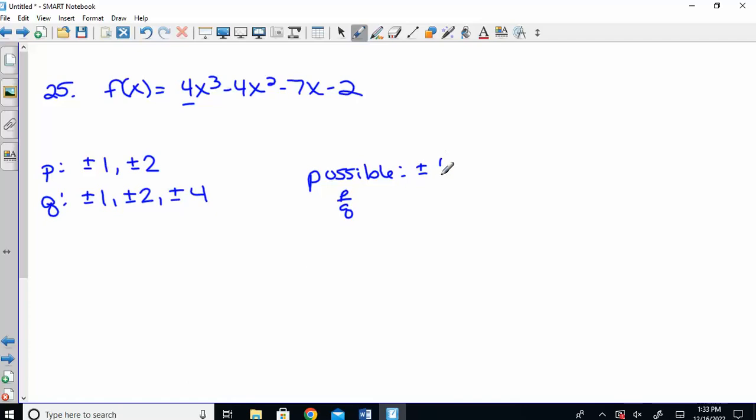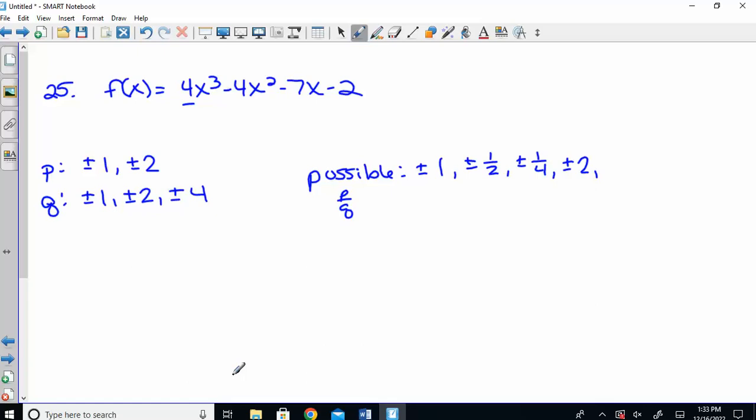Possible zeros are P over Q. Everything has to have the plus and minus, so 1 over 1, 1 over 2, 1 over 4, 2 over 1. 2 over 2 is 1, I already have it. 2 over 4 is 1/2, and I already have it. So those are all of my possible zeros. Does everybody remember how to do that part? Okay, and I would expect you to write all that out, the P's, the Q's, the possible zeros.